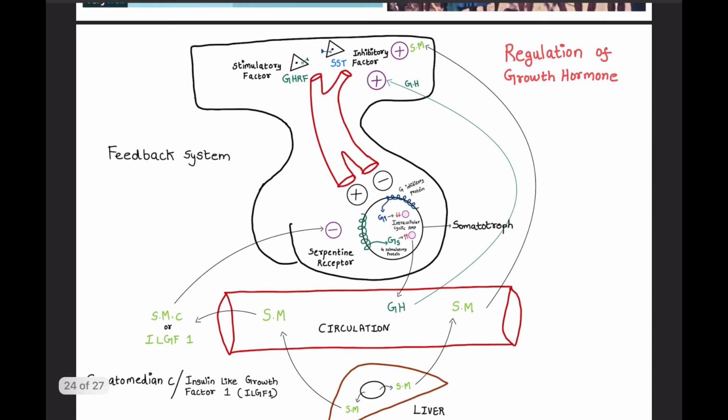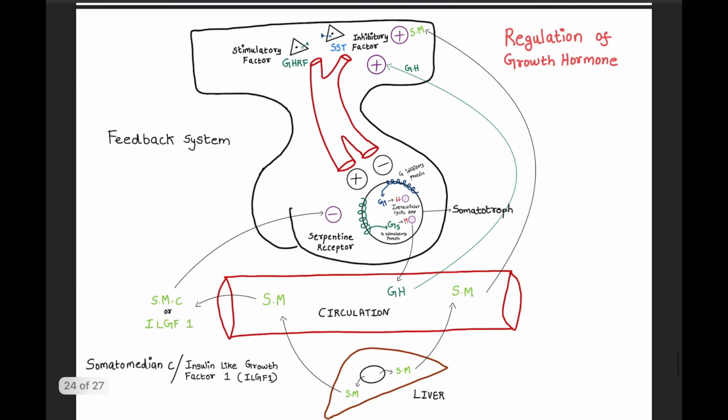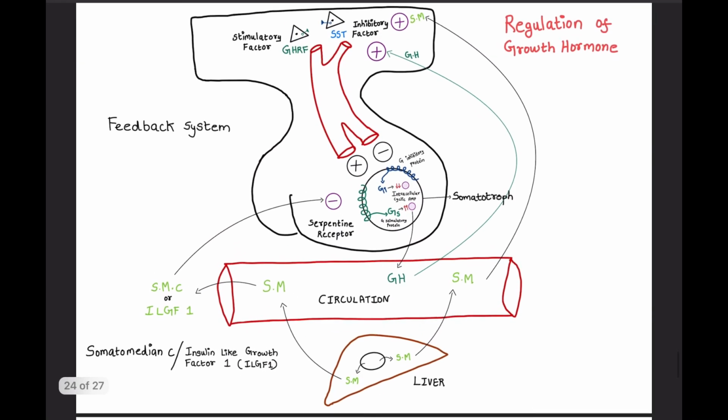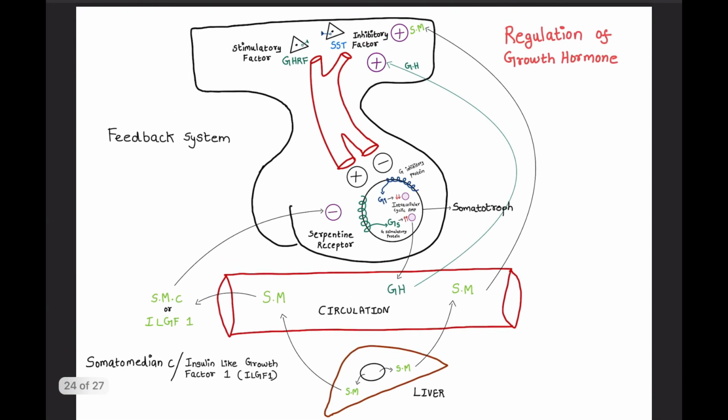So this is the normal feedback system, and this is why there is an increase in the growth hormone levels during night time and an increase in the somatostatin levels during daytime. This is how the body maintains the regulation of the hormones.